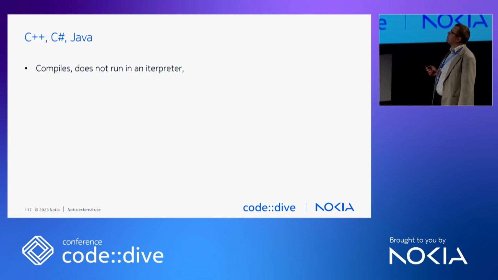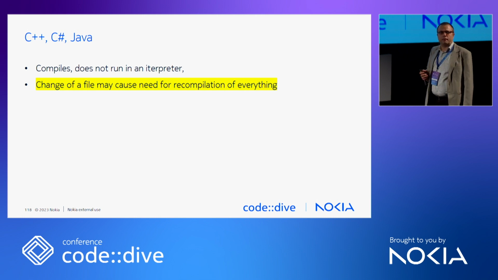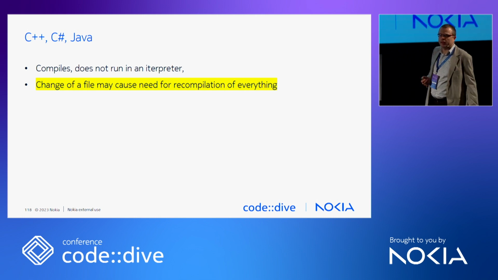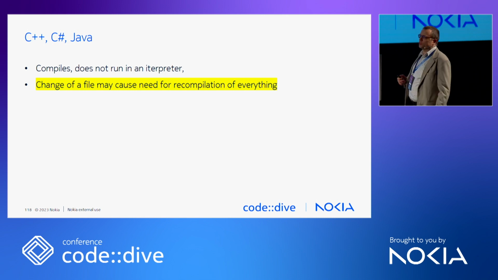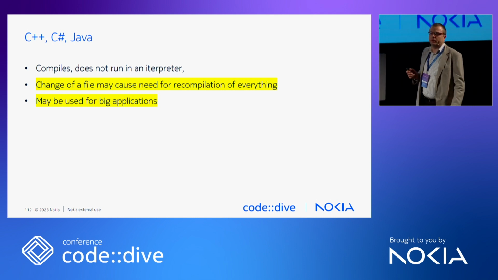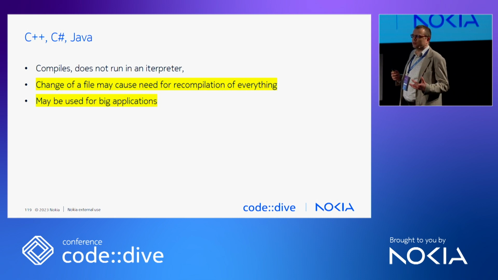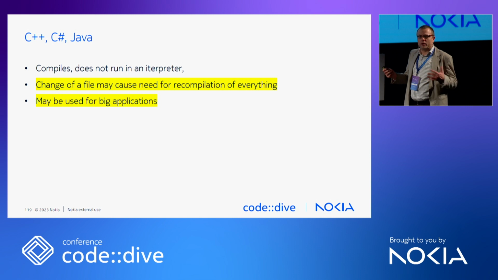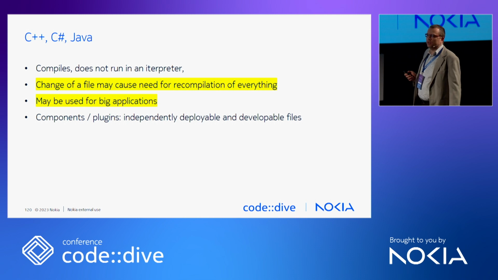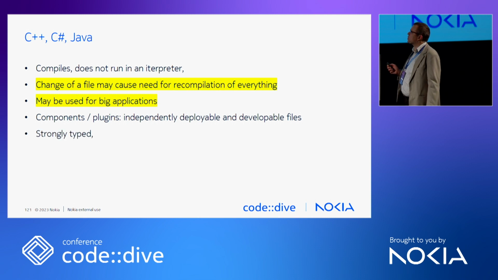And as for solid-like languages, they compile, they don't run in an interpreter, and a change to a single file may be a bit difficult to do because of all the recompilations, redeployments, retesting, and they are meant for bigger applications. So we have 10 gigabytes, many teams doing something at the same time. They want to work independently, and they may work independently thanks to plugins, so easily switchable files. And they will be easily switchable as long as we stick to solid.